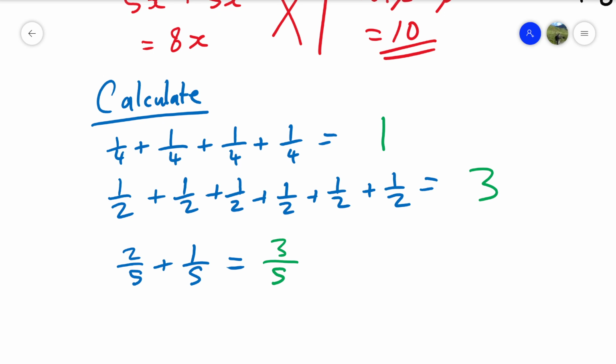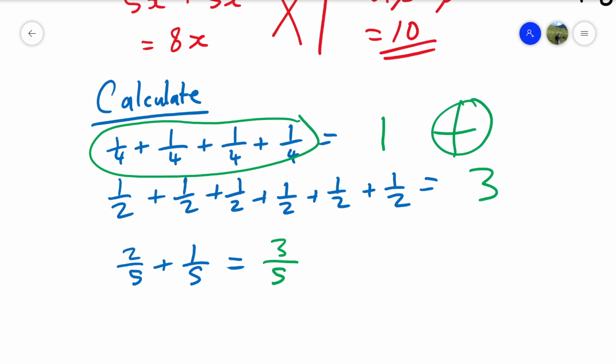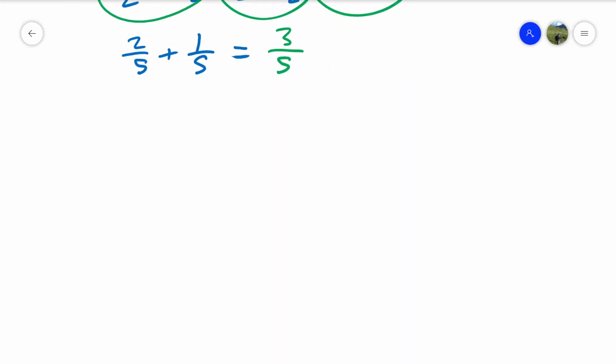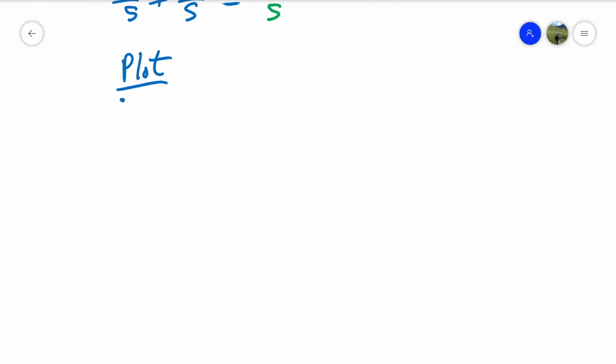Just a brief thought. Oh, look, that's 4/4, which obviously just adds up to 1 because you can split it up into 4. That's 1, that's 1, that's 1, so that's 3. This one you can say out loud, 2/5 plus 2/5 plus 1/5 equals 3/5. 2 elephants plus 1 elephant gives you 3 elephants. Next question is a plot. I'm sure you can guess what the question will be after we've plotted everything.